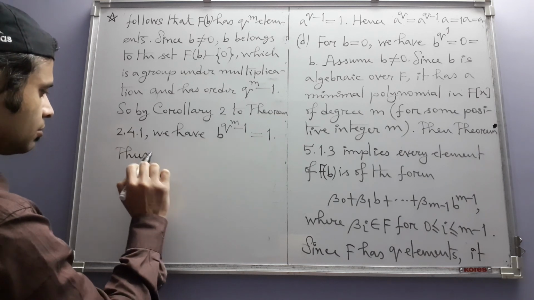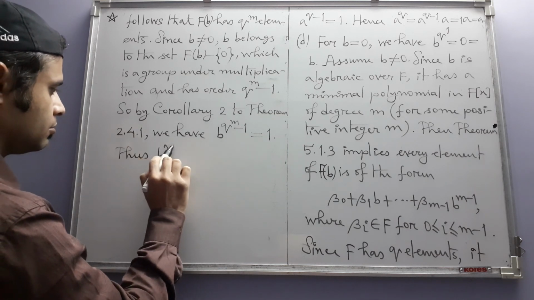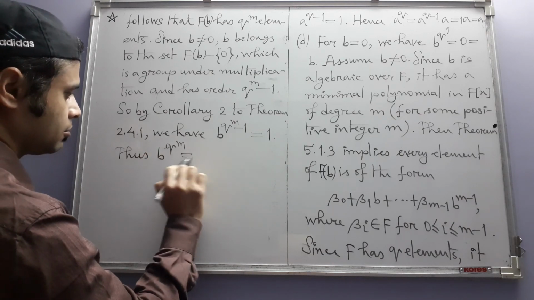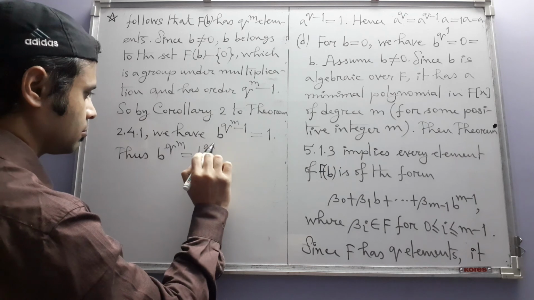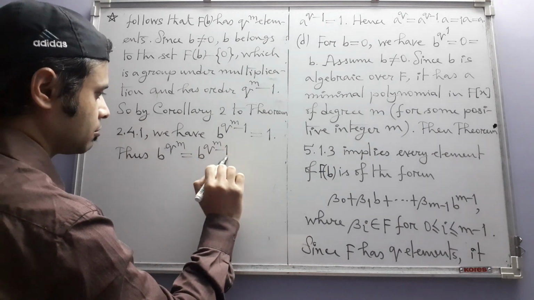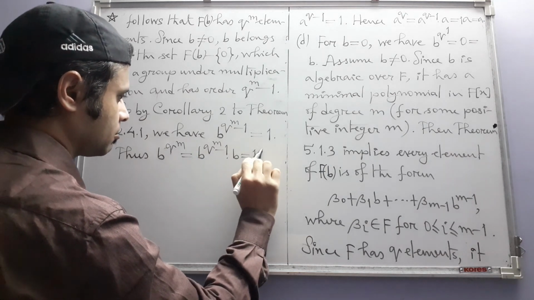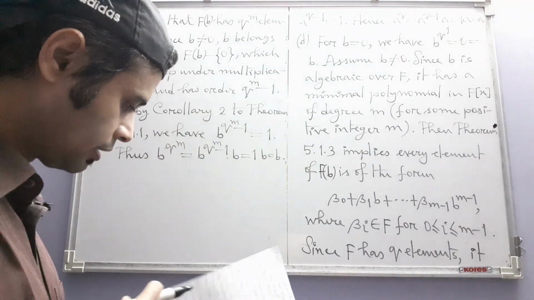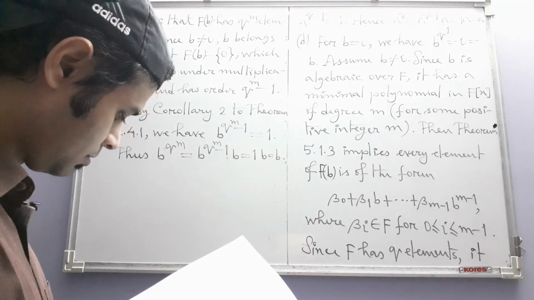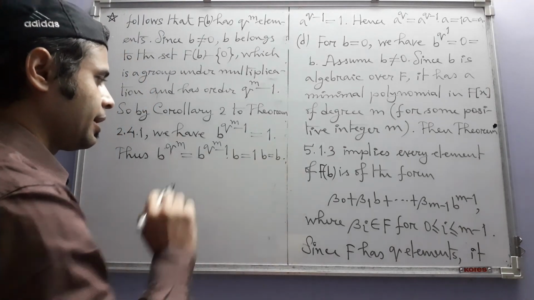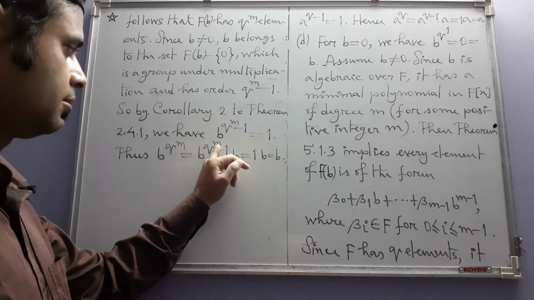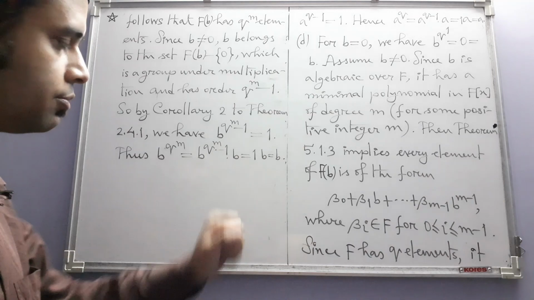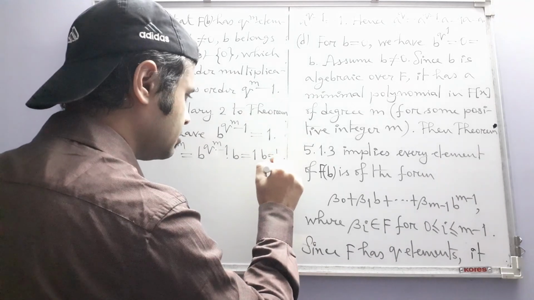Thus b to the power q to the power m is equal to b. So that's what we wanted to show in this part. And we now know what this positive integer m is. It is the degree of b over F. So this completes the solution.